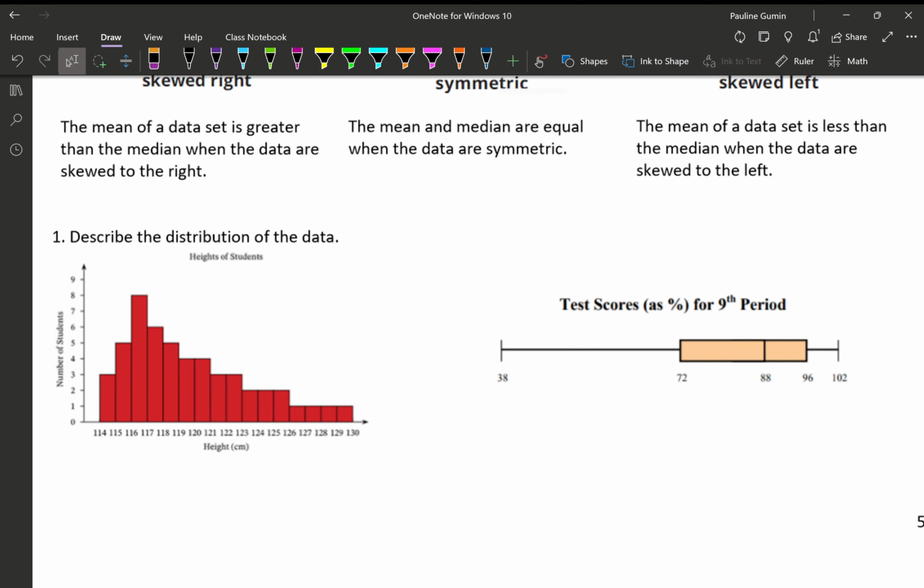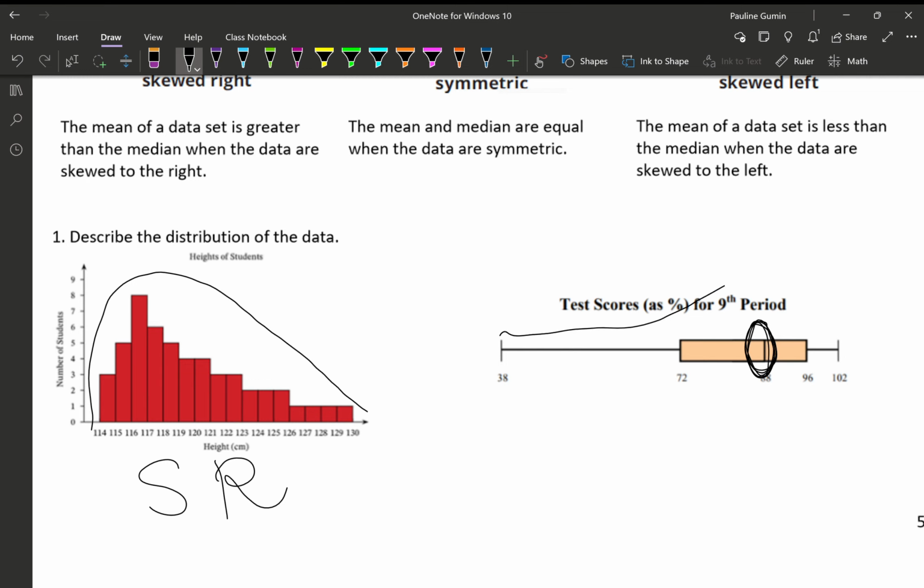Let's describe the data distribution of these sets. Right here, I'm going to trace the data distribution. There we go. It looks like I'm leaning to the left, which means I'm skewed right. Okay, now, this is a box and whisker plot. We have a median in this line. Remember that? That's our median. So that means our data kind of goes like this. That's where our median is. It's on the right side. If our median is on the right side, well, we've got to be skewed left.